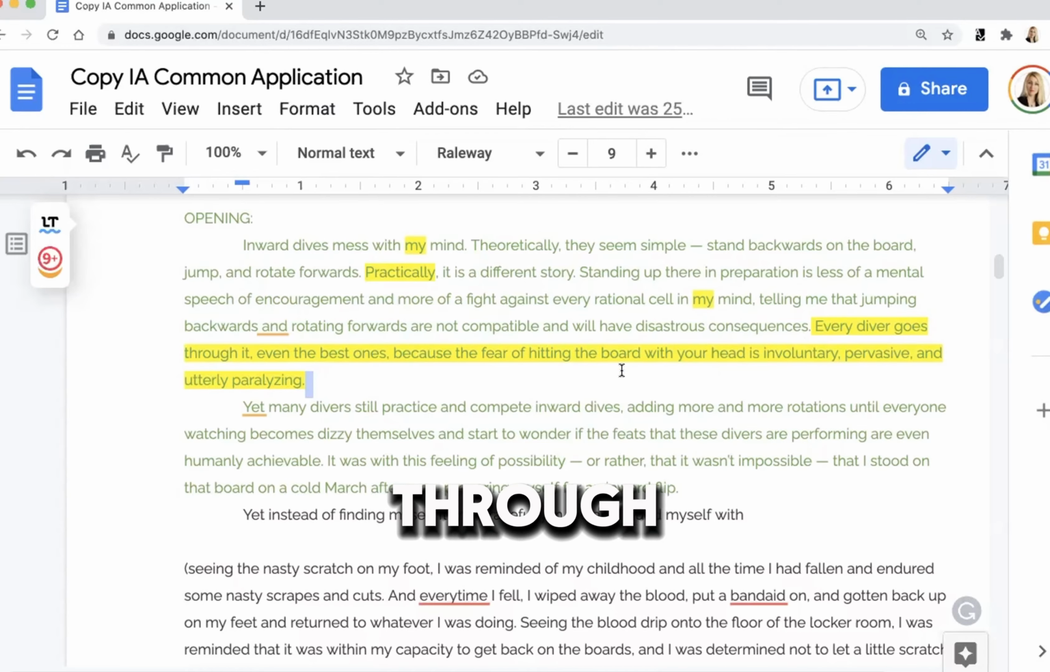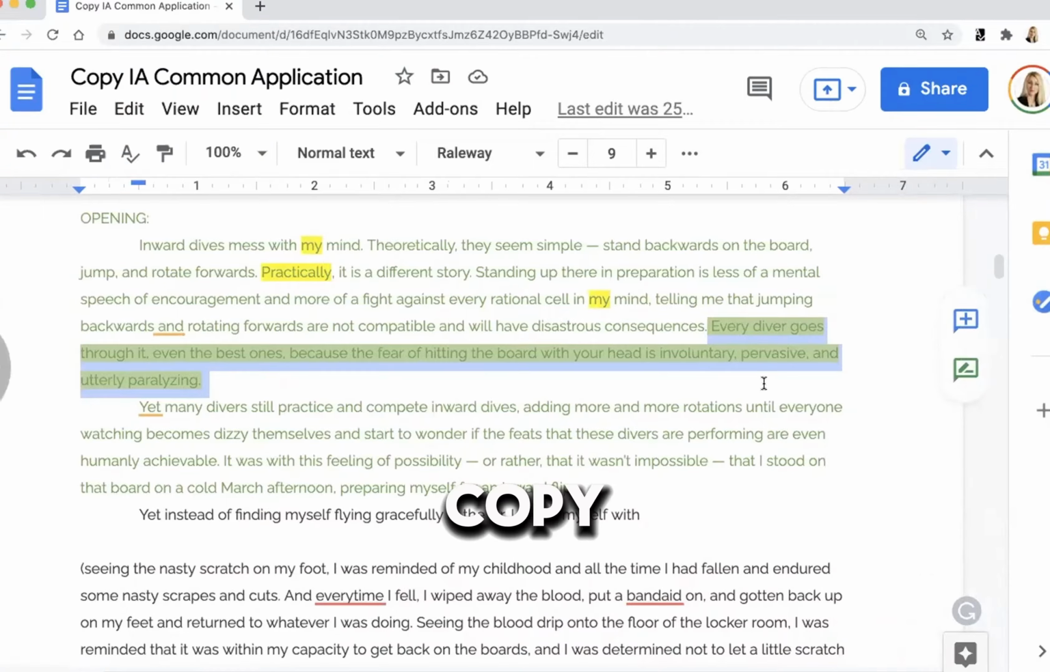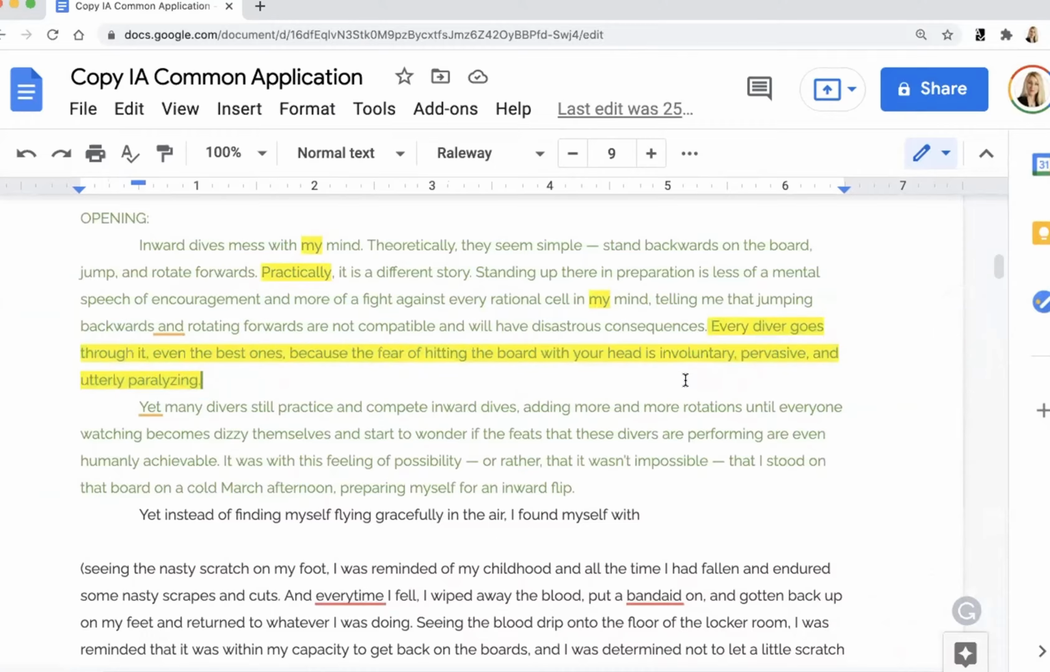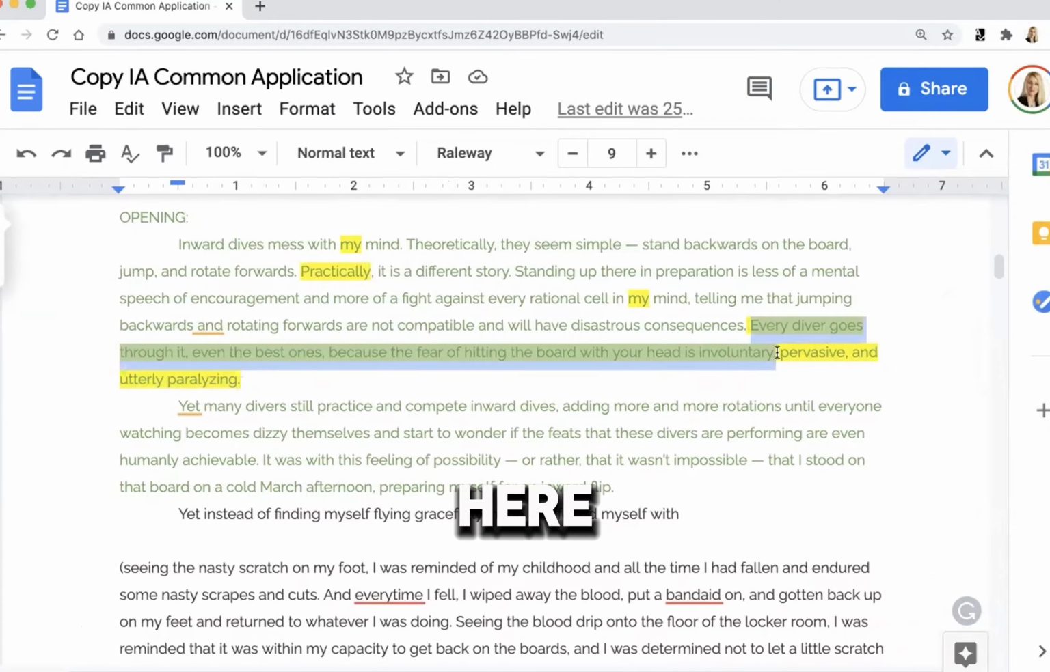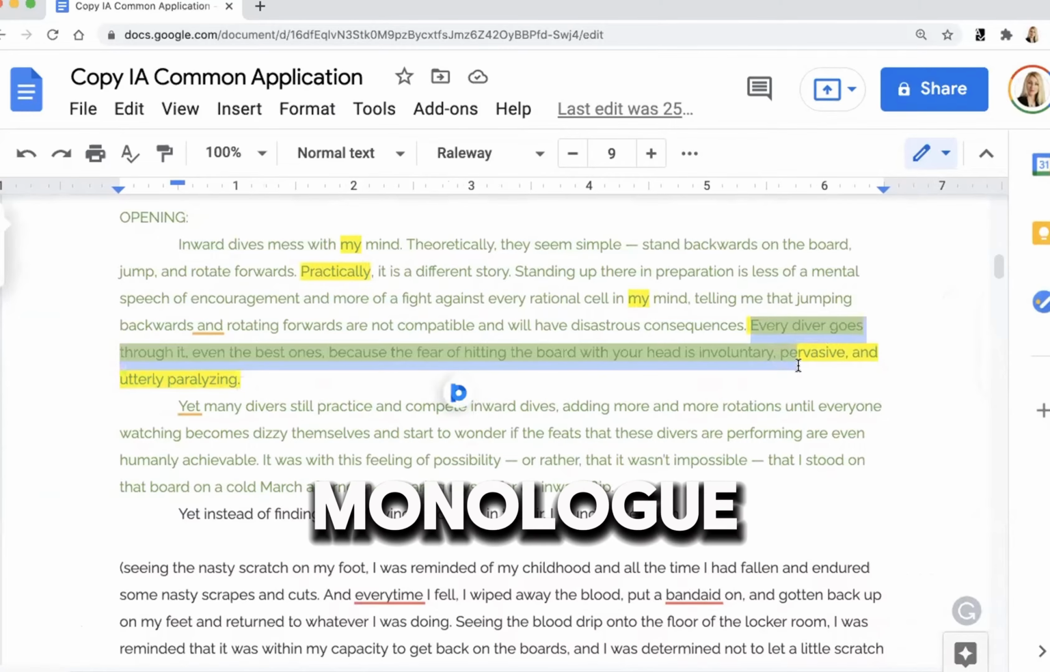Every diver goes through it, even the best ones, because the fear of hitting the board with your head is involuntary, pervasive, and utterly paralyzing. Why did we highlight that? There are probably notes here. This is a copy, so you can't see my notes, but this sentence right here was very important for us to use as her internal monologue. And this is something that, if I were you right now and taking notes, I'd write down: internal monologue.